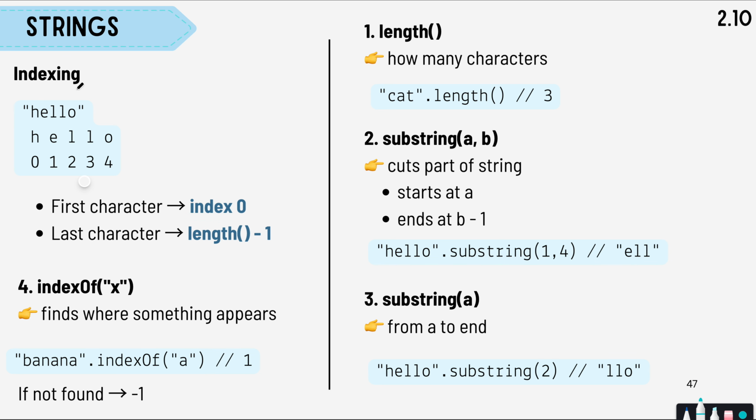Next is indexing. Like I was talking about, the indexes go from 0 to 4, but the length is 5 because the length starts from 1, and the last character is length minus 1. Then indexOf and substring. One thing we didn't talk about was substring(8): it just goes from 8 to the end.